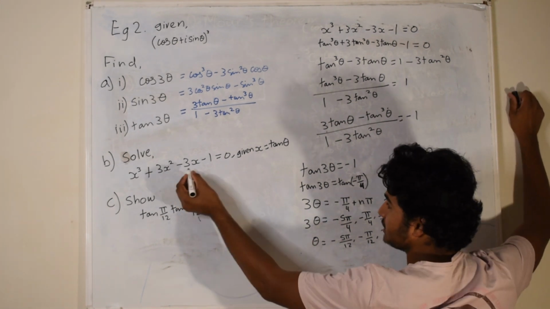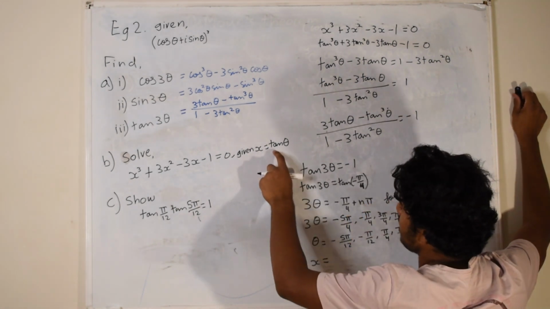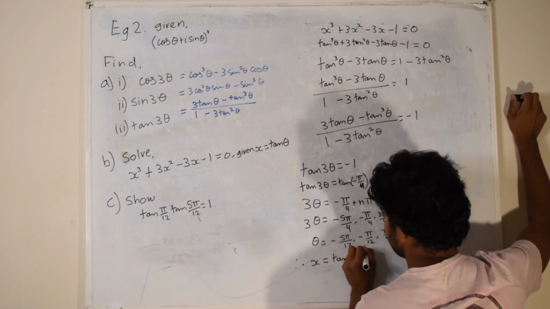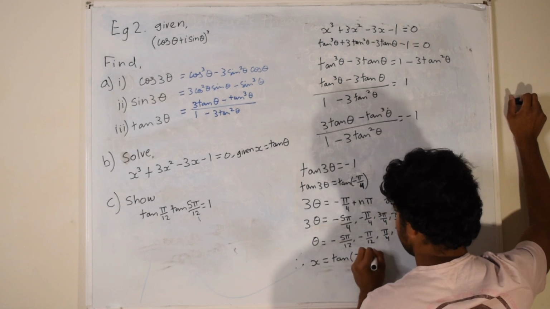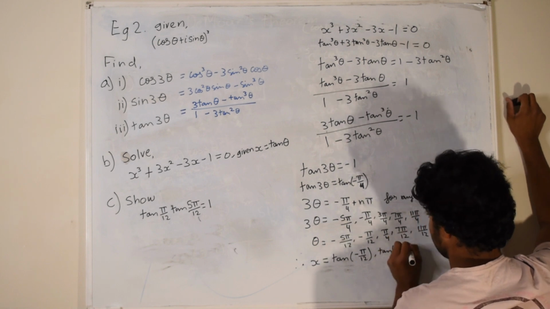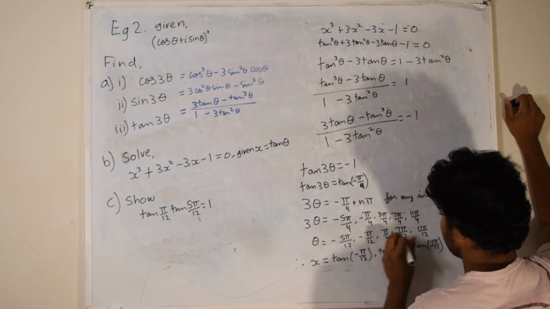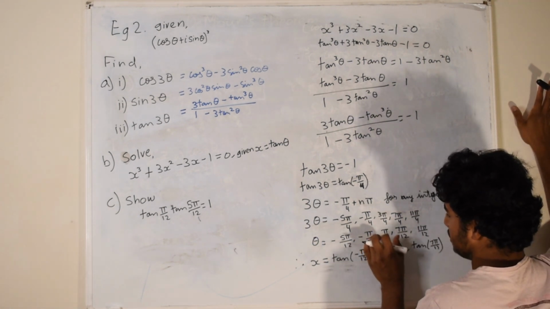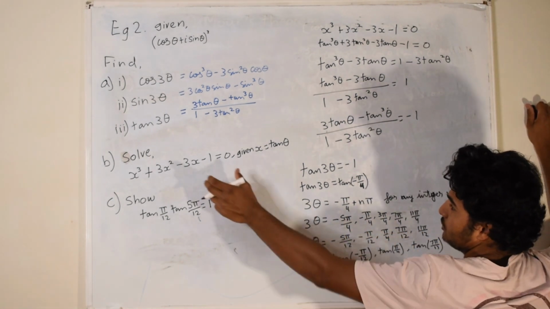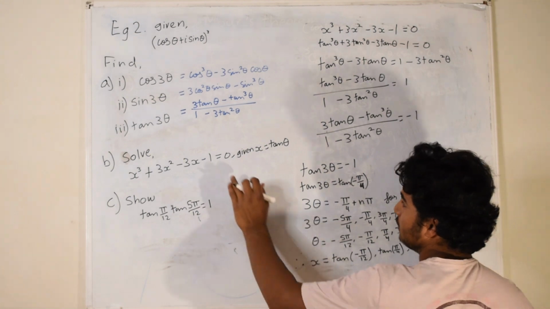So the final answer for this cubic then equals to, we have x then equals to tan theta. So this then becomes tan of negative pi on 12. We've got tan of pi on 4. And we've got tan of 7 pi on 12. These two values here, they just keep repeating and come into these three values. So they're kind of irrelevant at the moment. So these are the three values that suit this equation over here. So these are the final answer for that.